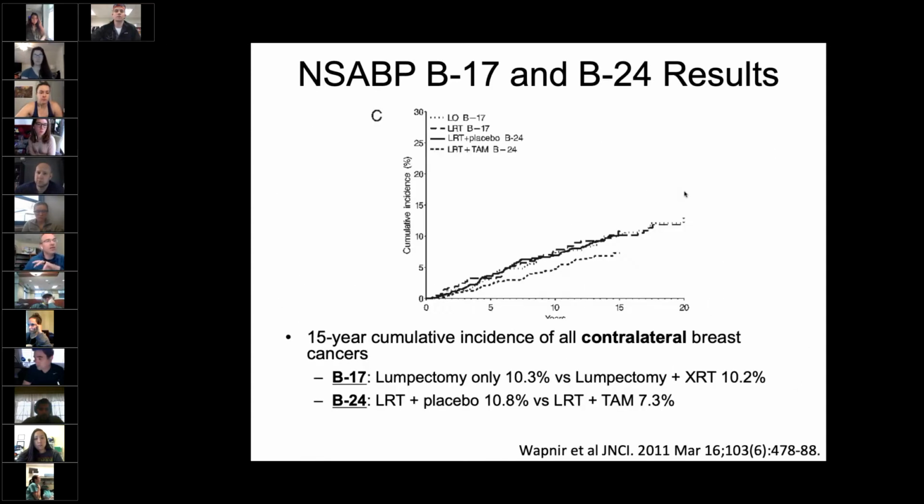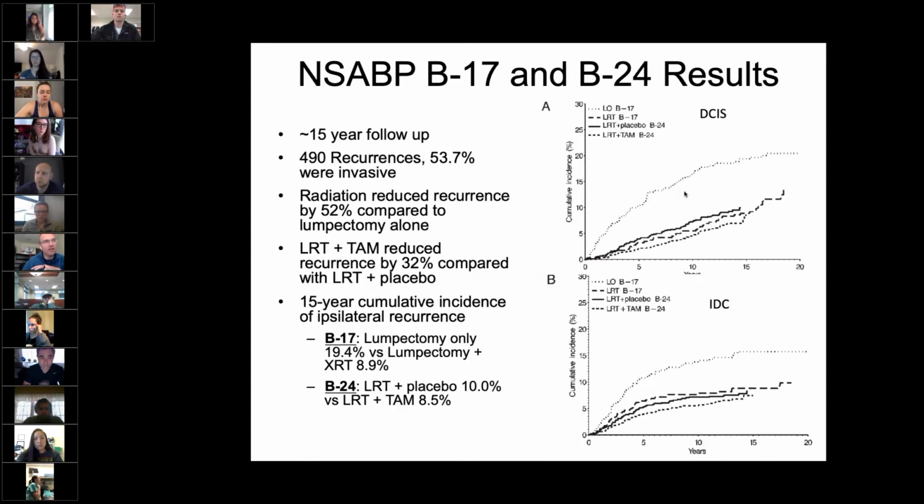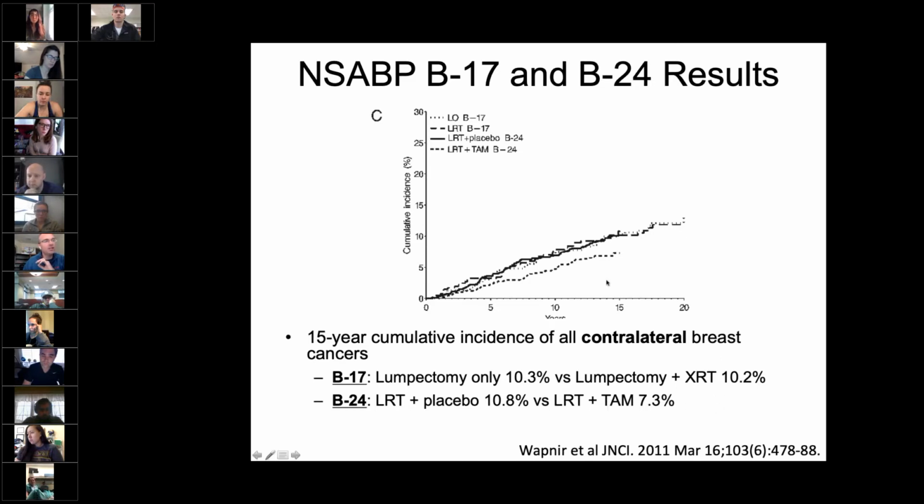And then this is the curve for the contralateral side. So these two curves are ipsilateral. This is the risk of ipsilateral recurrence. So clearly lumpectomy alone is bad, but the reality is that tamoxifen doesn't add that much for the ipsilateral side. Tamoxifen really helps on the contralateral side where you're not getting radiation and you're still at risk for recurrence because you have a history of DCIS. So this is the curve for contralateral.